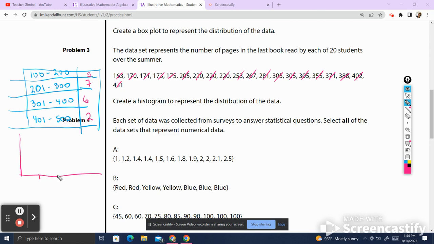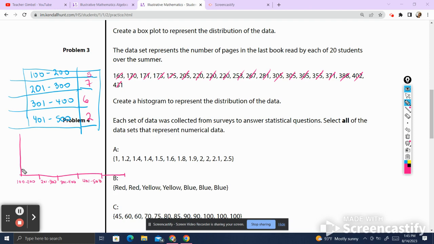Down here, I'm just going to put my bins. How many bins did I have? I had 1, 2, 3, 4, so I have 4 bins. This bin's going to represent 100 to 200. This bin, 201 to 300, 301 to 400, 401 to 500.